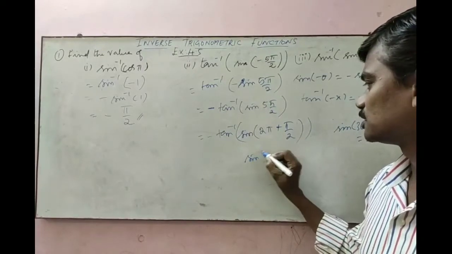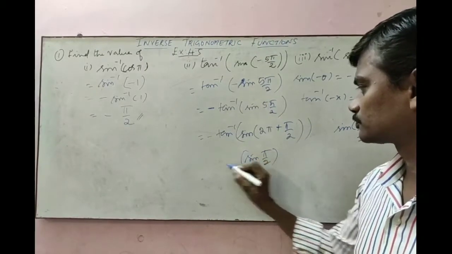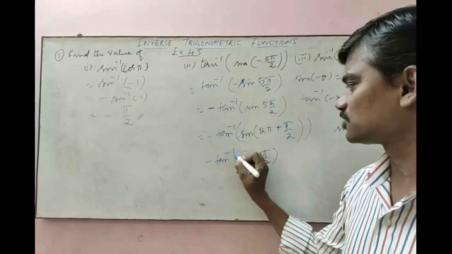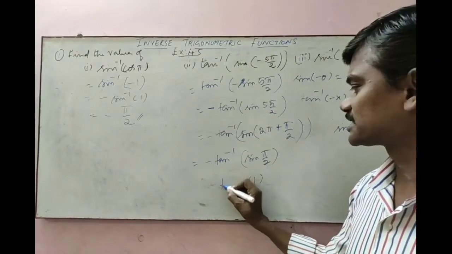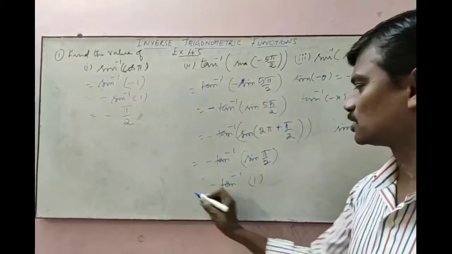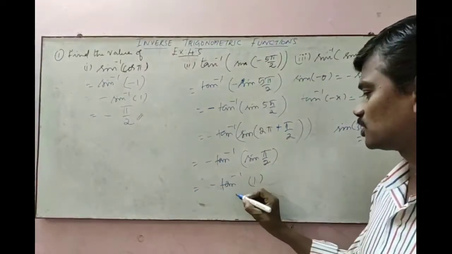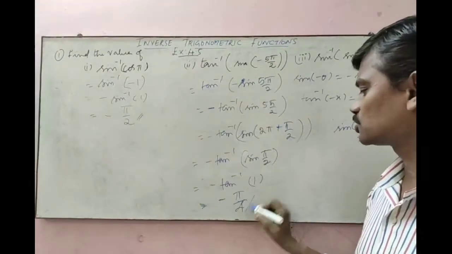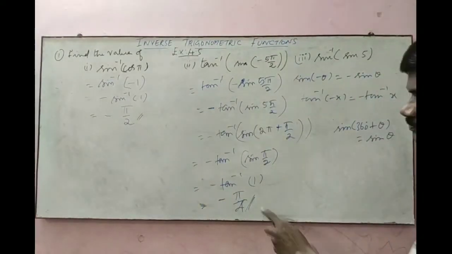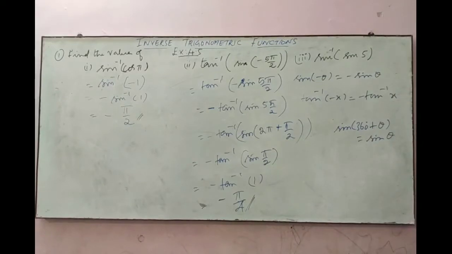So sin pi by 2 will come, minus tan inverse of sin 90, which is 1. So minus tan inverse of 1. What is the value of tan inverse of 1? That is pi by 4. Here you will get minus, so the answer is minus pi by 4.